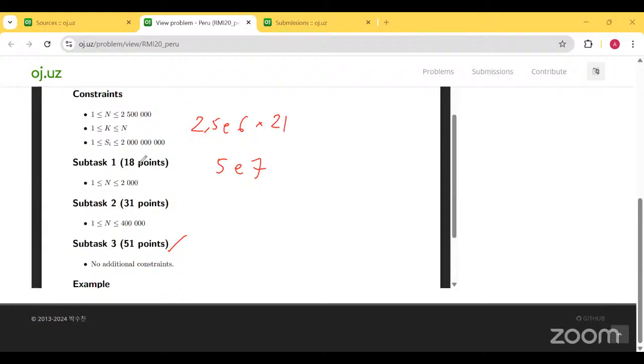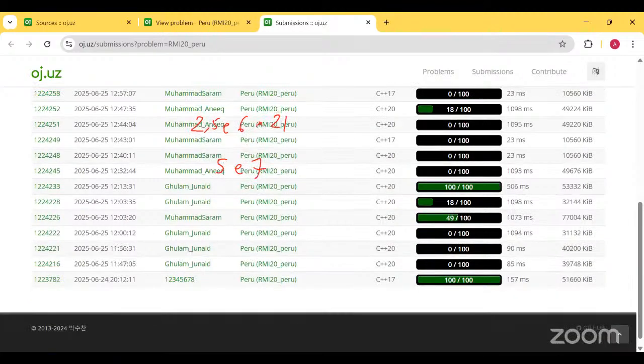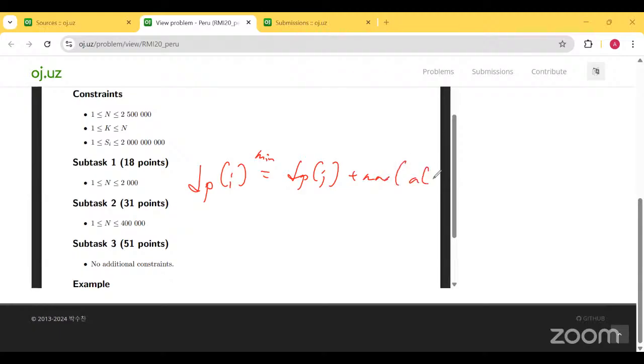So how was your solution? TJ got accepted the first time. So can you explain your solution? Sir, first I made the DP formula that DP[i] is equal to the minimum of DP[j] plus the maximum of j plus 1 to i, and we want this over all j which are greater than or equal to i minus K.